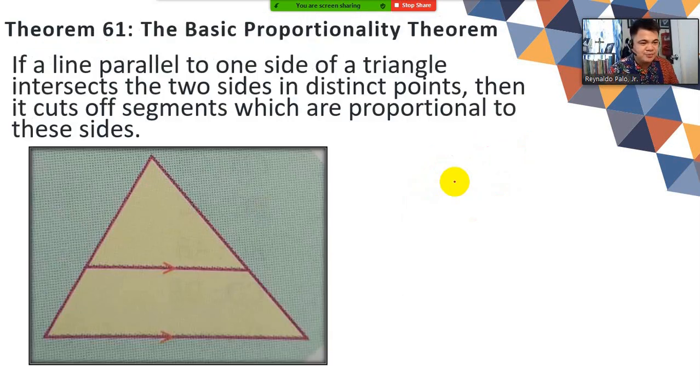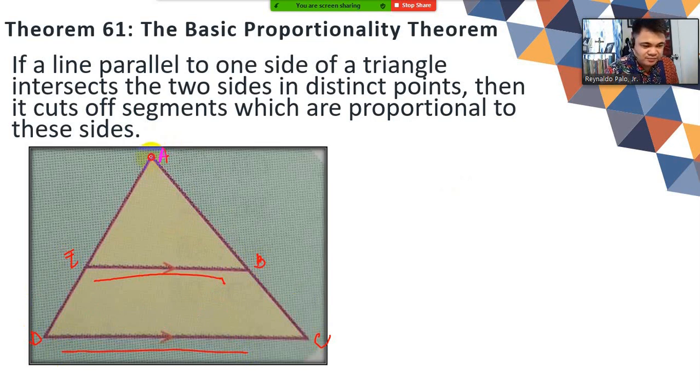Alright, let's proceed. Theorem 61, the basic proportionality theorem. If a line parallel to one side of a triangle intersects the other two sides in distinct points, then it cuts up segments which are proportional to these sides. So let's label them for you to easily understand it: A, B, C, D, E. The theorem says that if we have a line parallel to one of the sides of the triangle, proportional sides are going to be formed.